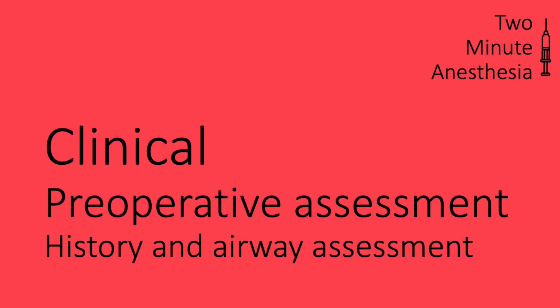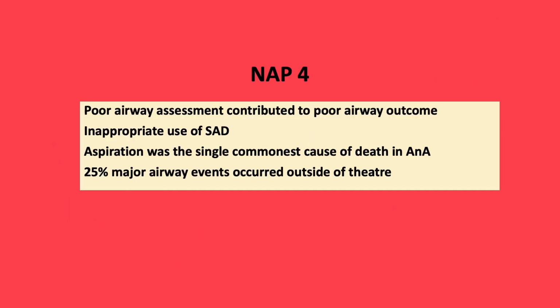Two-minute anaesthesia preoperative assessment. The National Audit Project 4 by the RCOA identified clear outcomes. Poor airway assessment contributed to poor airway outcome. There was inappropriate use of supraglottic airway devices, and aspiration was the single commonest cause of death in anaesthesia, and 25% of major airway events occurred outside of theatre. Therefore, adequate airway assessment is essential.